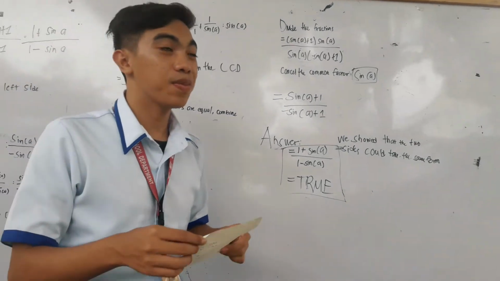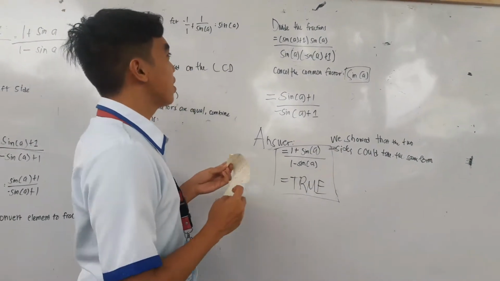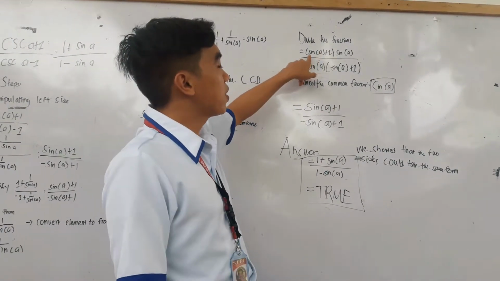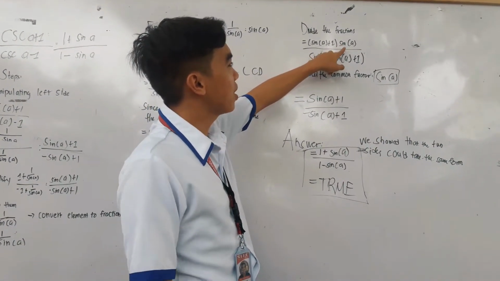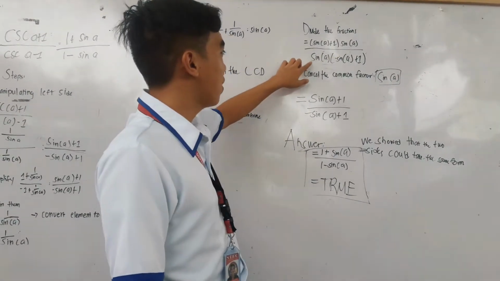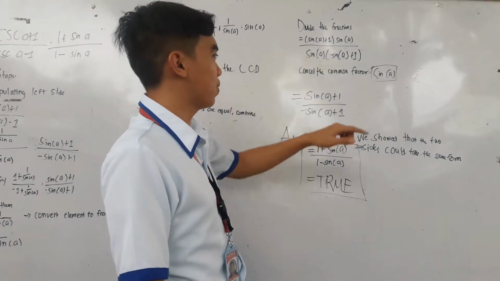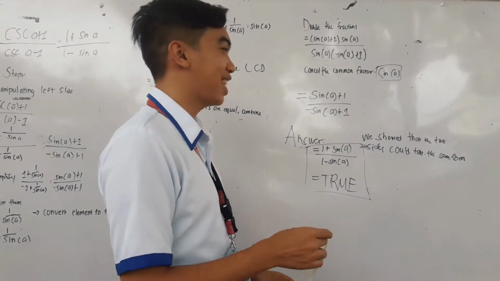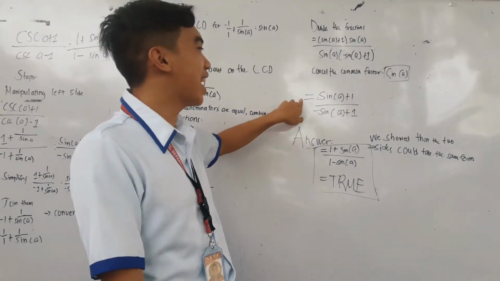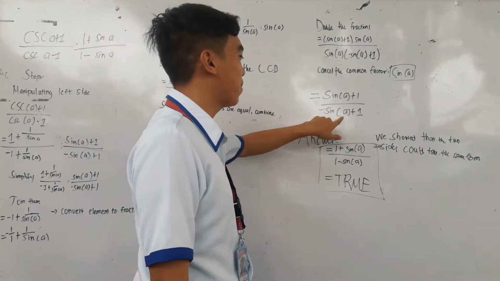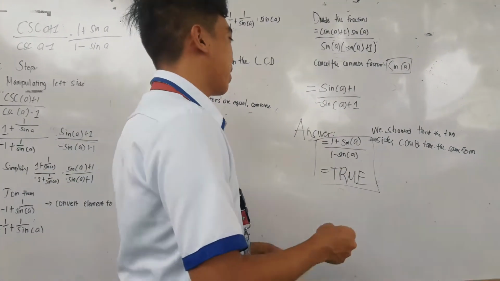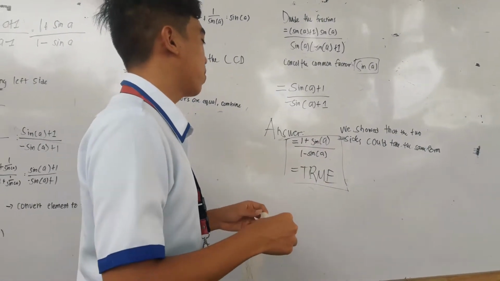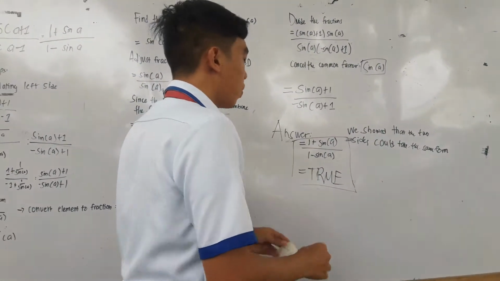Next step is to divide the fractions. Sine a plus 1, quantity of sine a plus 1 times sine a, then sine a quantity of sine a plus 1. Then next we cancel the common factor, which is sine a. So here's the answer, sine a plus 1 over negative sine a plus 1. And we concluded that we showed that the two sides could take the same form, so the answer is 1 plus sine a over 1 minus sine a, which is true.